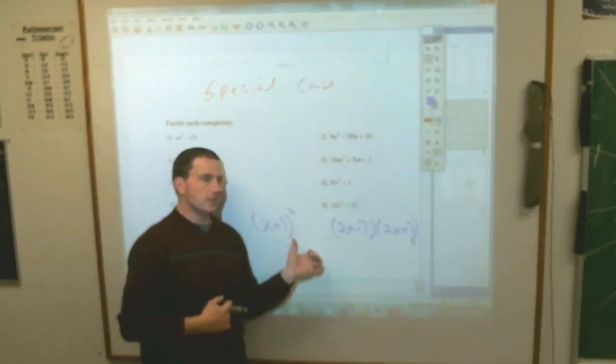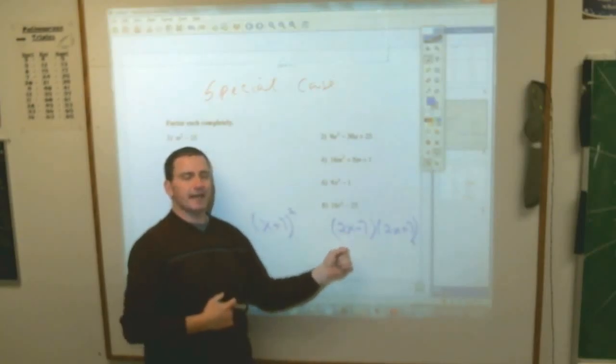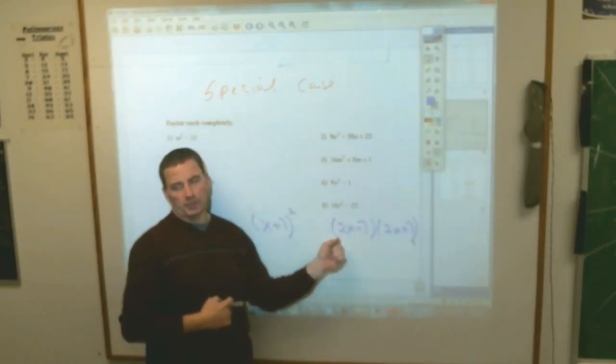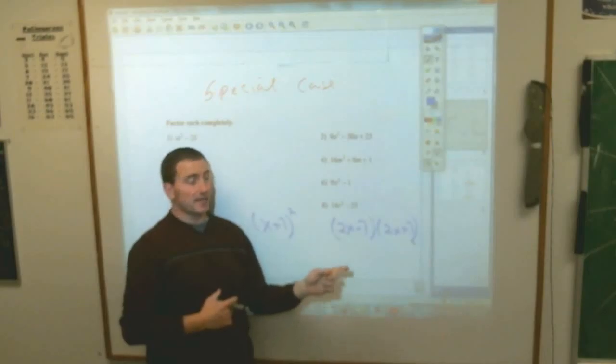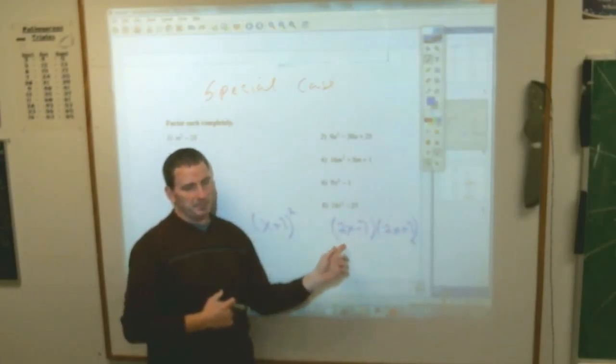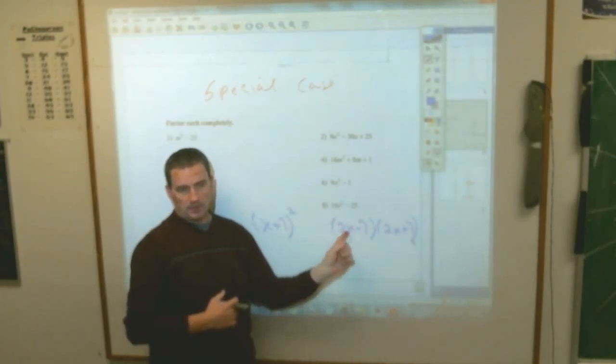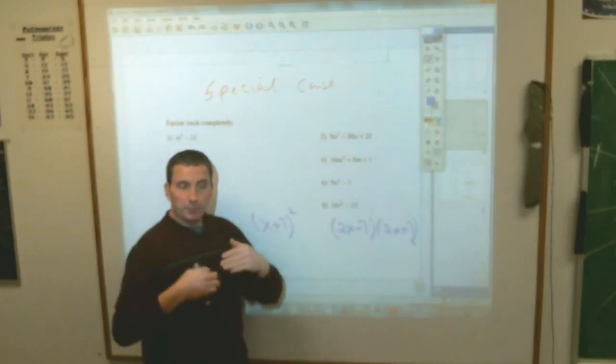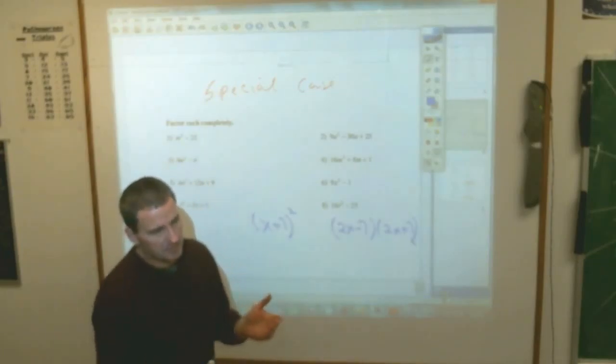I said this the other day: when you have the exact same binomial, except one has a minus and one has a plus, what's going to happen? Christine? The middle terms cross out. Yeah, you're going to end up with no middle term because they're going to be opposites and cross off.